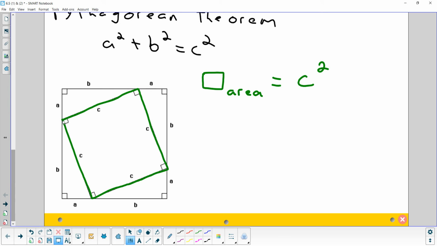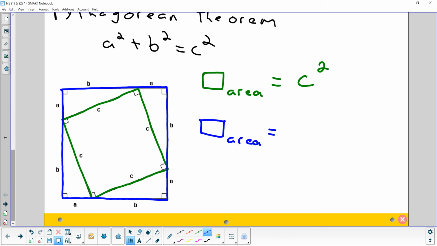Yeah? You can find the area of the big square, and then the area of the one triangle, and then multiply the triangle by 4 and subtract it from the total area. Exactly. So let's start with finding the area of that big square. What's the length of one side of the big square, the blue square? A plus B.